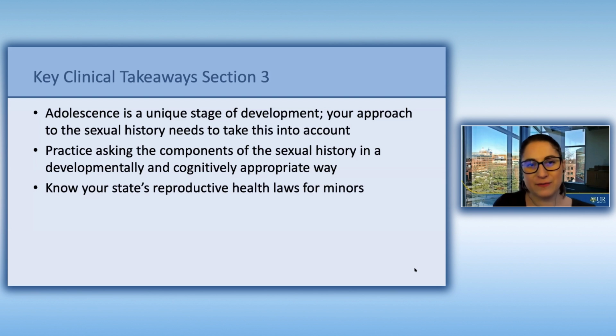So key takeaways for section 3. Adolescence is a unique stage of development. Your approach to sexual history needs to take this into account. Practice asking the components of the sexual history in a developmentally and cognitively appropriate way. Please, please, please, please know your state's reproductive health laws for minors.